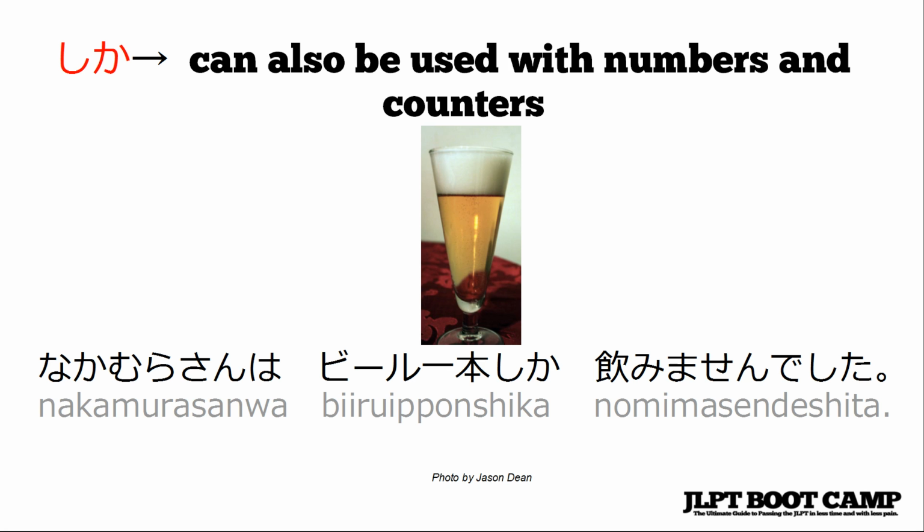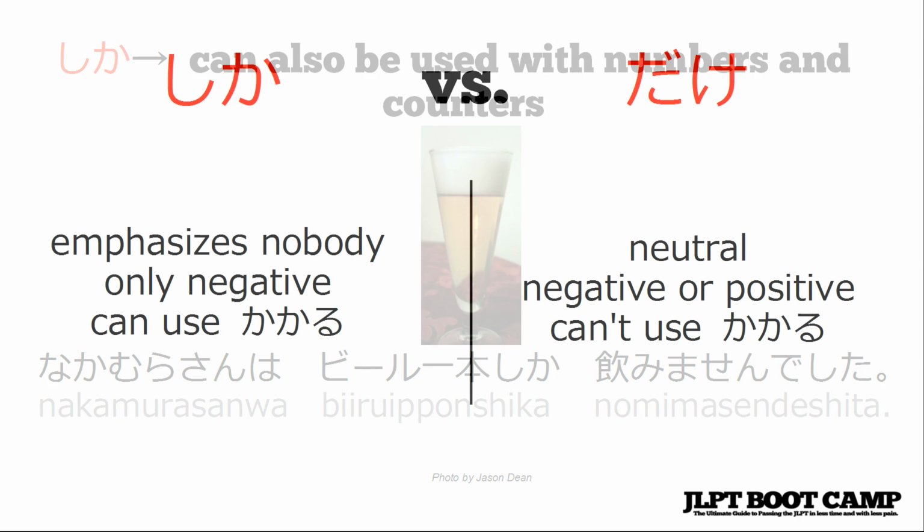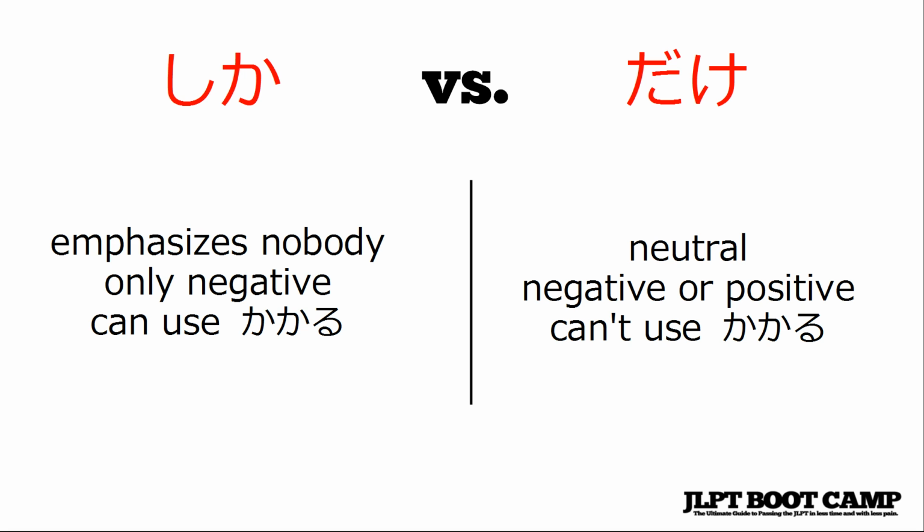Now, shika and dake, these both have similar meanings. But there's a little bit of a nuance between these. Basically, they can be used to express pretty much the same basic concept, but there's different emphasis, different connotation when you're using these particles. So for shika, it emphasizes nobody. That's the negative part of that sentence. Nobody or nothing. So Mr. Tanaka doesn't eat anything but meat.